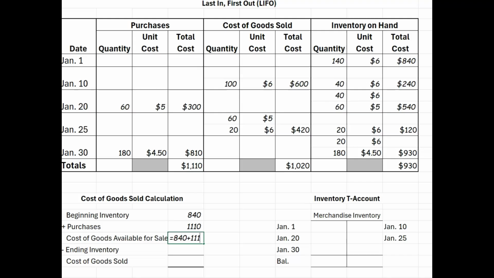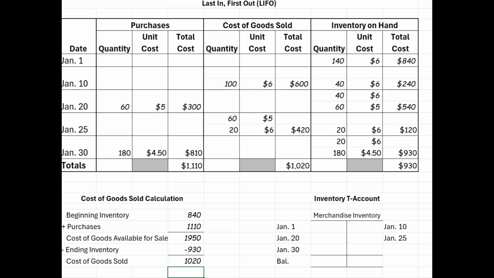$840 plus $1,110 is $1,950. We can subtract our ending inventory from the bottom of our chart, $930, and we should be able to calculate cost of goods sold of $1,020. And yes, that matches cost of goods sold on the bottom of our chart.